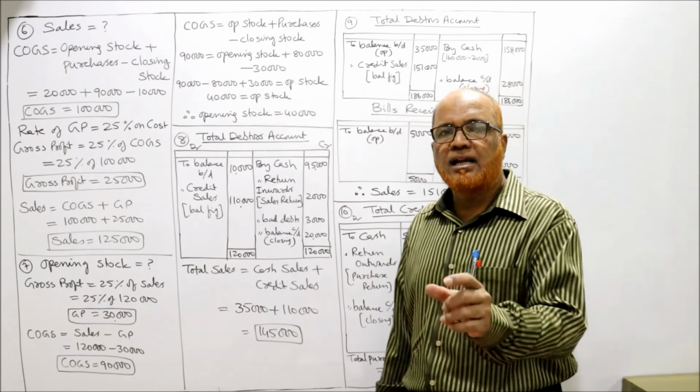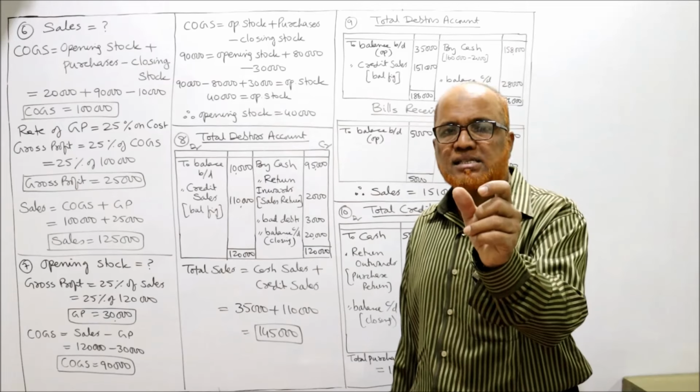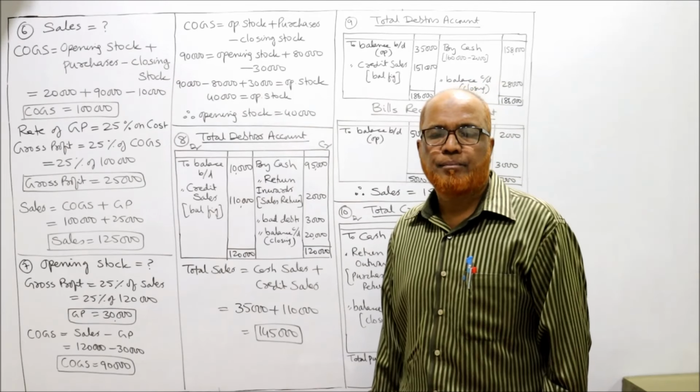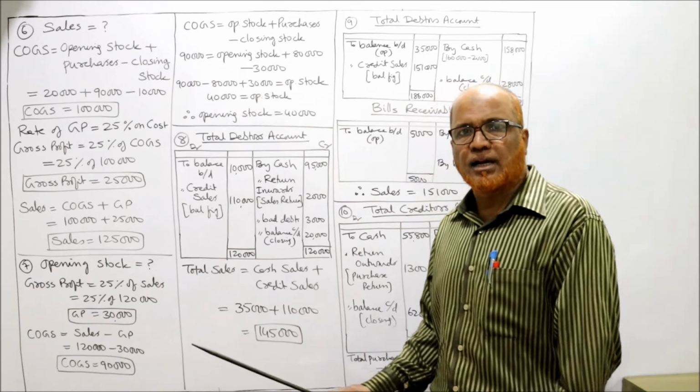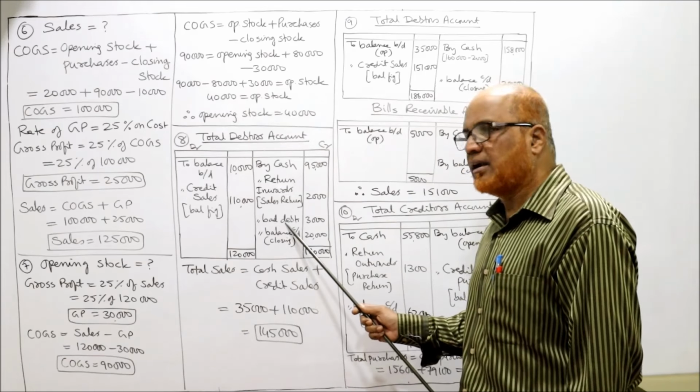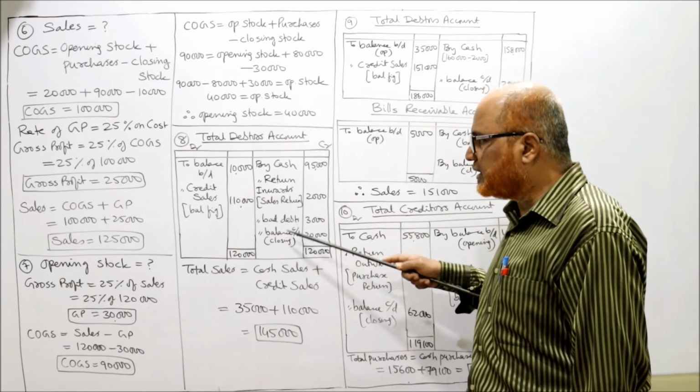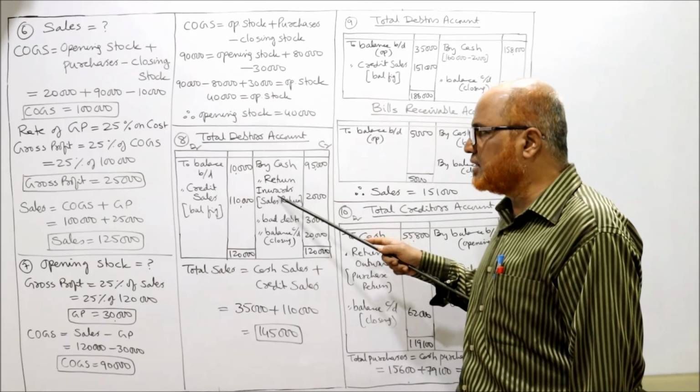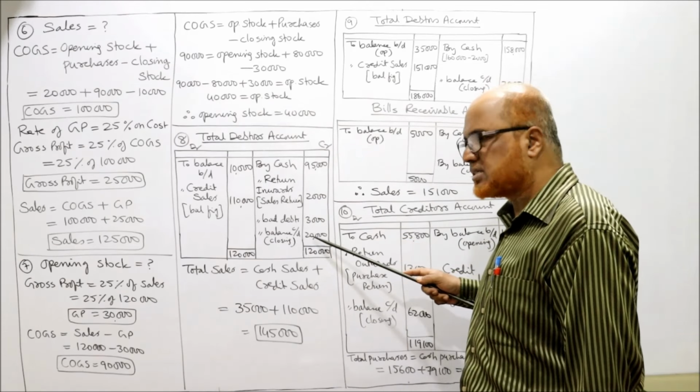Bad debts. The entry for bad debts is bad debts account debtor to debtors. तो debtors को credit करेंगे by bad debts. तो we got all the credit items. Cash आ गया, return inward आ गया, bad debts आ गया, balance आ गया, closing.